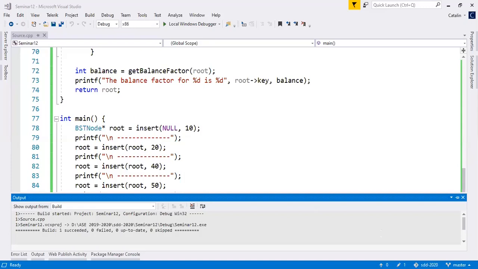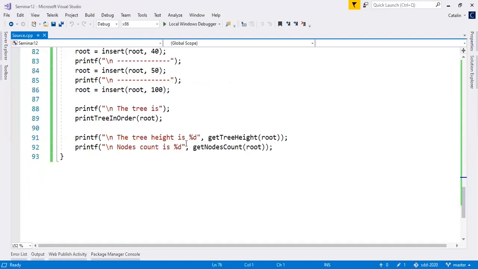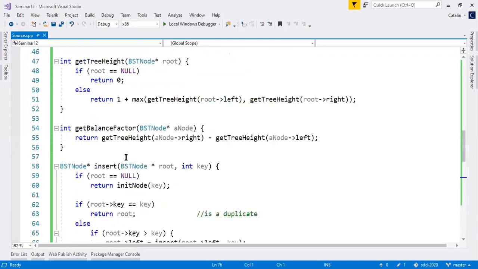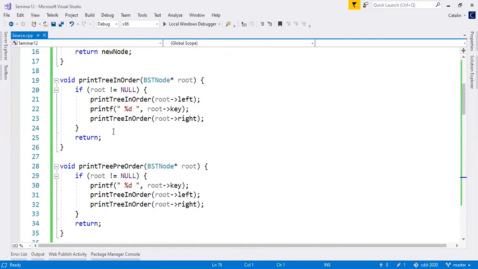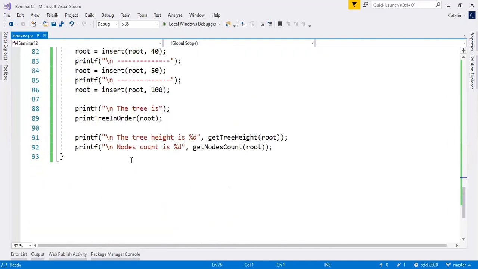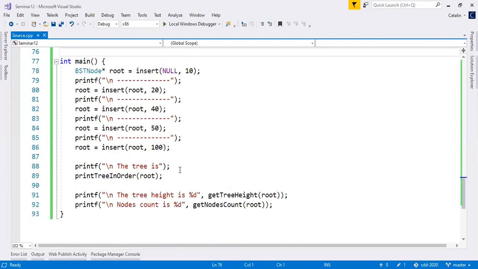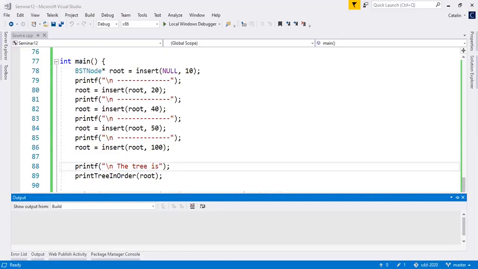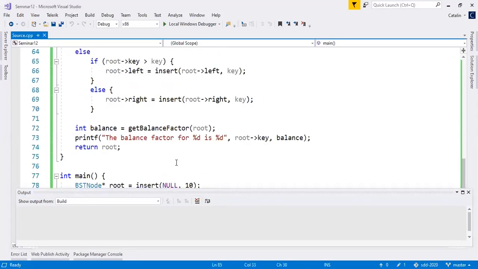I will just close this. Okay, so print3 in order. Let's see, print3 in order. Let's see, what was the issue? Okay, the balance. I think the problem is here. Yeah, here is the problem. Just add backslash n here.